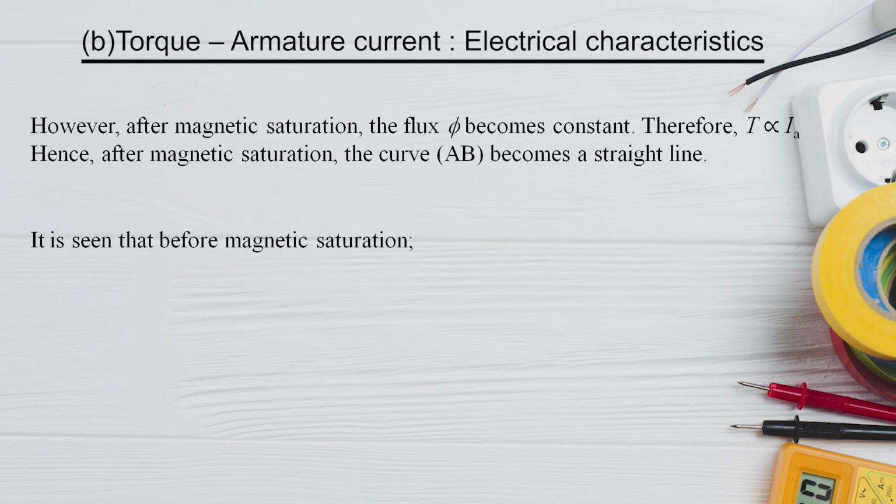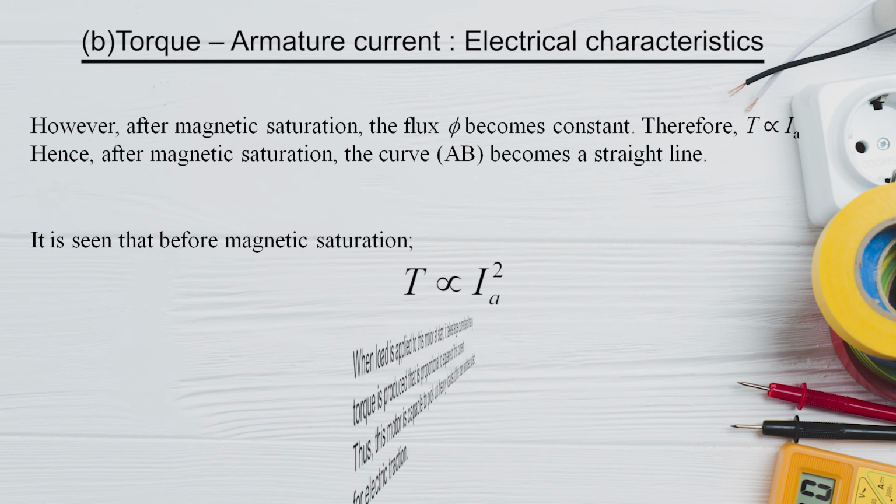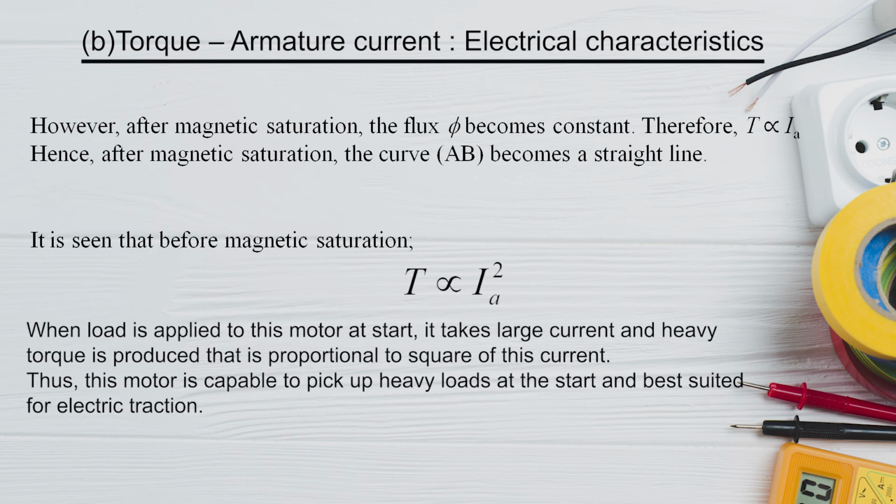It is seen that before magnetic saturation, the torque is directly proportional to the square of the armature current. So when load is applied to this motor at start, it takes a large current and heavy torque is produced, that is proportional to the square of this current. So this motor is capable of picking up heavy loads at start and is best suited for electric traction.